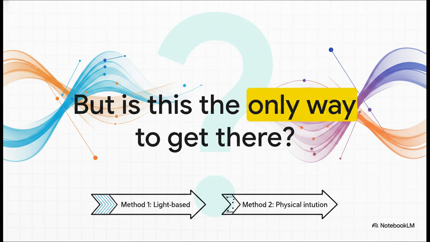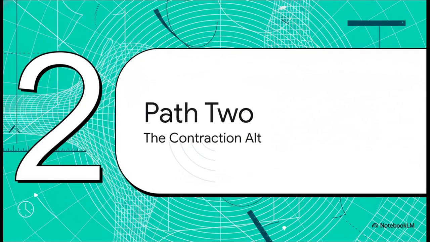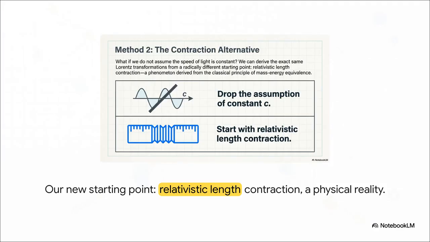What if we tried to build the same theory but from a more physical, intuitive starting point? And that brings us to our second path, the alternative. We're about to try something pretty radical. We're going to derive the exact same rules for space-time, but this time, we're not even going to mention the speed of light. So our new starting point is an actual physical thing that happens, length contraction.